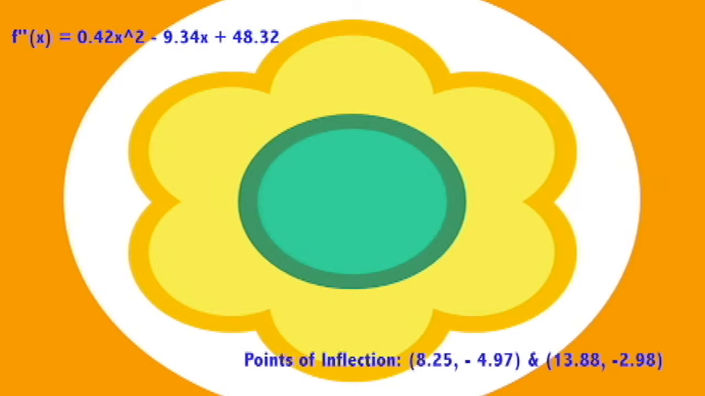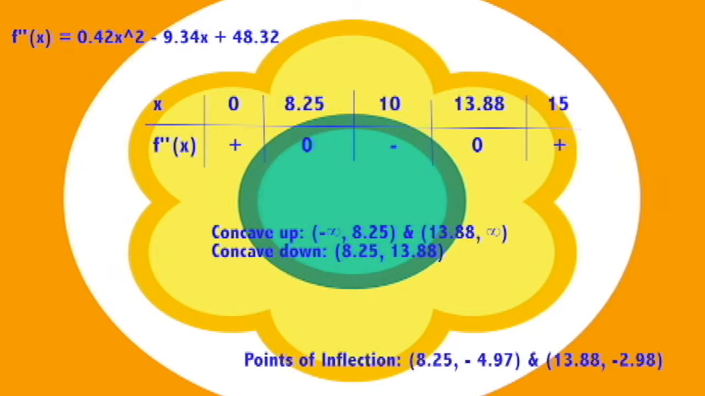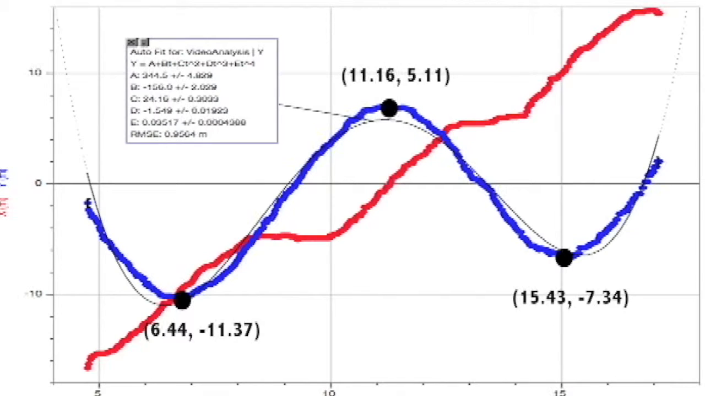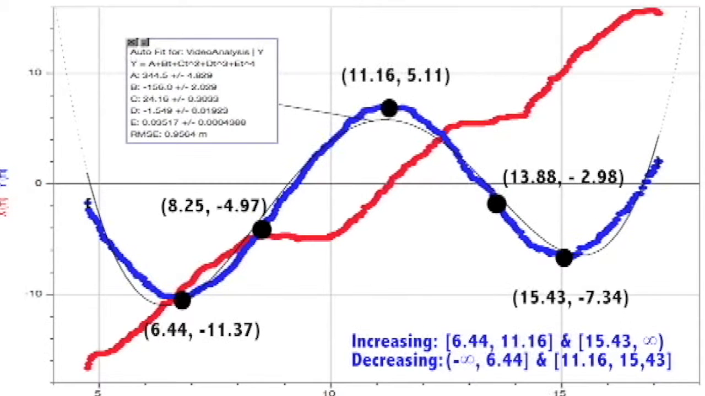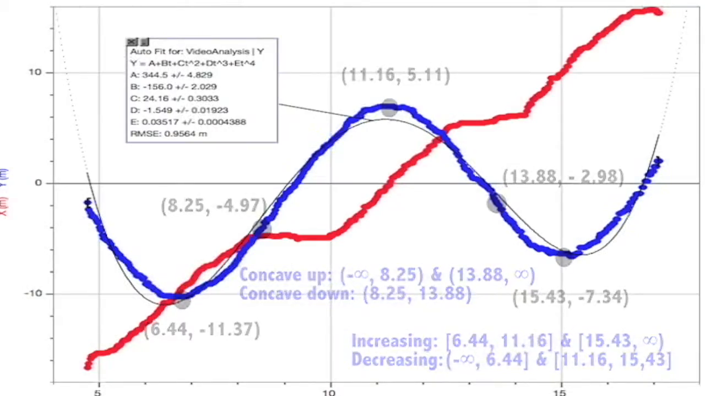By creating another sign chart with the second derivative, the points of inflection are verified. The sign chart also reveals when the function is concave up and concave down, which further verifies the maxima and minima found earlier. In the end, two minima, one maximum, 2 points of inflection, and areas where the function is increasing, decreasing, concave up, and concave down have all been found.